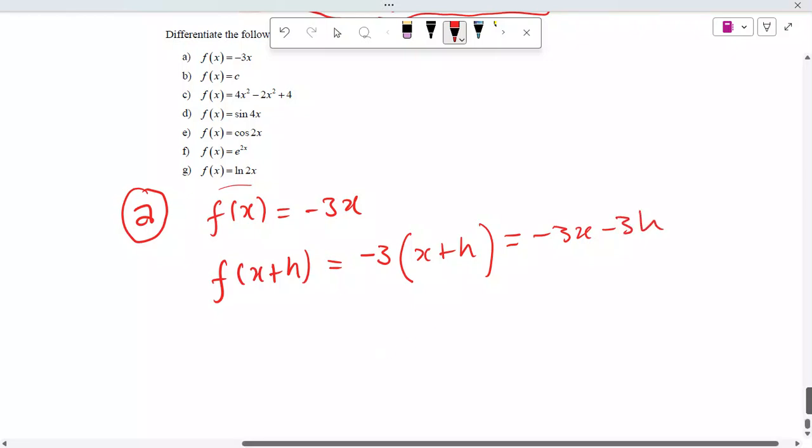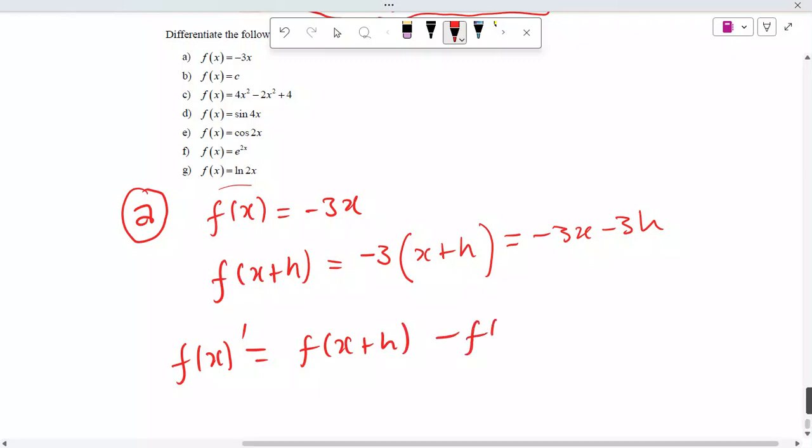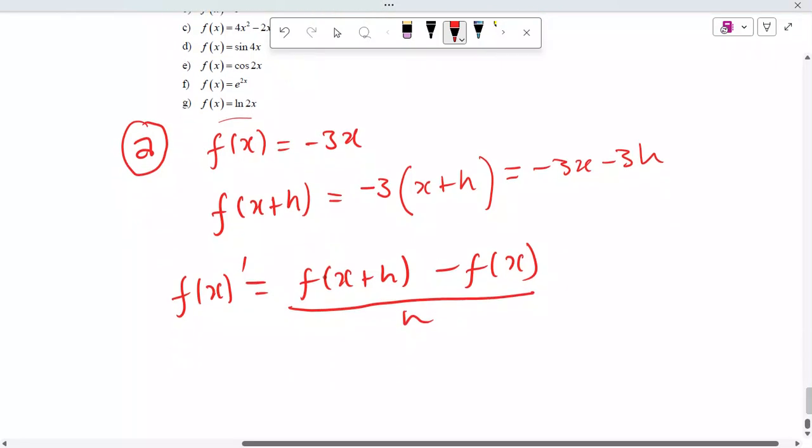Okay, so now we have f of x plus h, and we have f of x. We can employ the formula. So we say f of x dash is equal to, first of all we write the formula, f of x plus h minus f of x, everything divided by h.